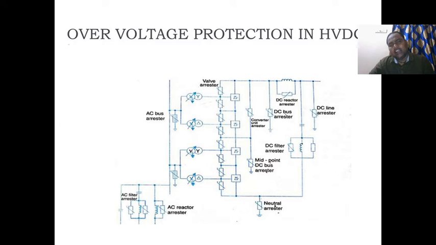So to nullify the overvoltages, every equipment can be protected by using the arresters. Every point and every section, we provide the arresters in an HVDC system. By using this arrangement, we can protect the system from overvoltage. Because of overvoltages, there can be permanent damage to a system. In order to avoid that, we provide the arresters.